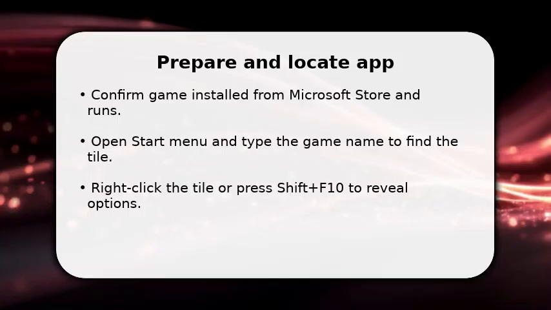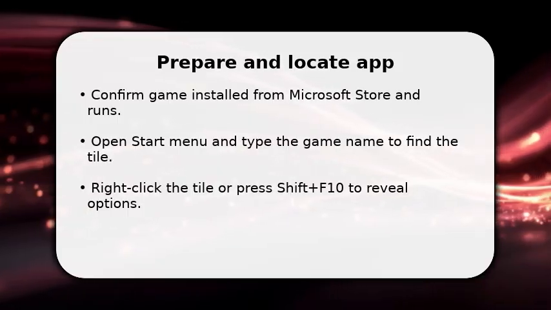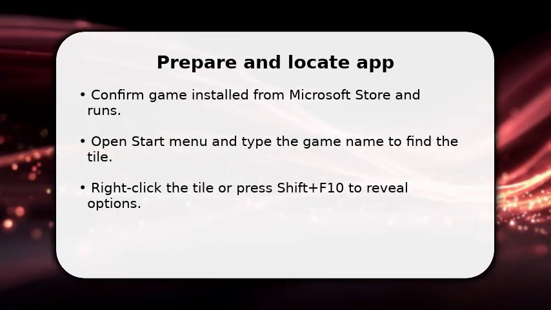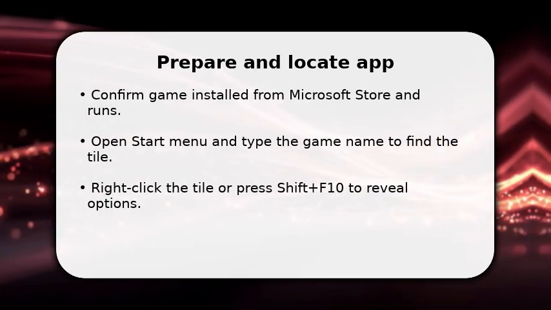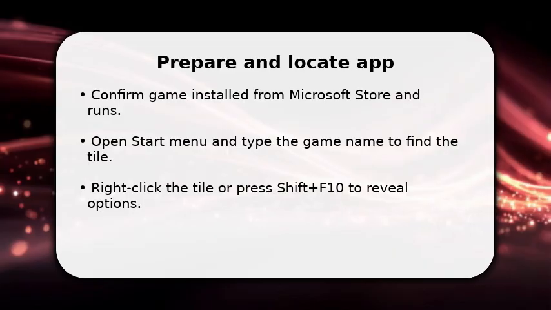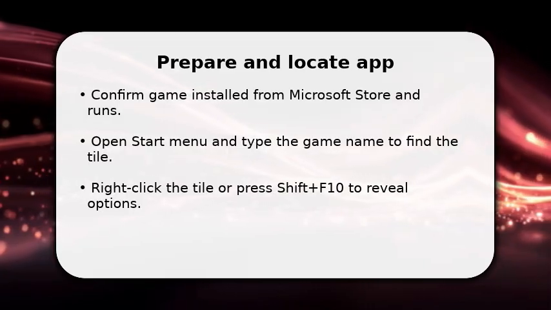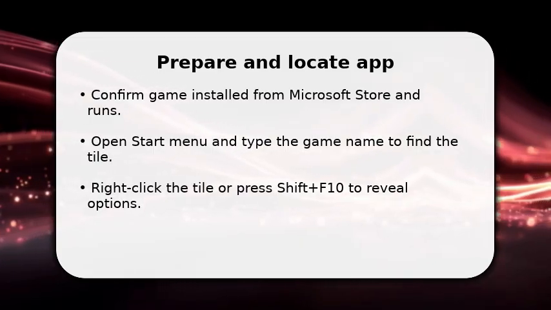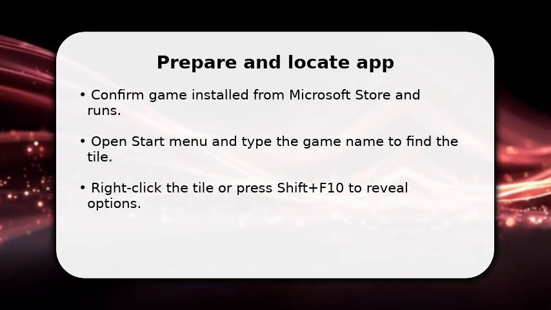Enjoy the video. You're going to create a desktop shortcut now. First, make sure the Microsoft Store game is installed and launches normally. That prevents broken shortcuts. Next, open Start and search the exact game name so Windows shows its tile. Once seen, right-click the tile or press Shift plus F10 to open the context menu. This exposes the options you need.